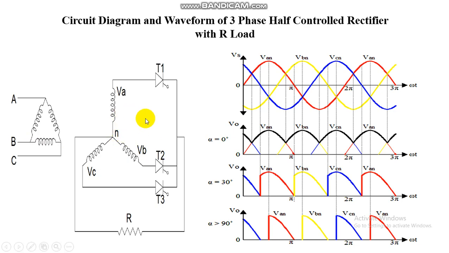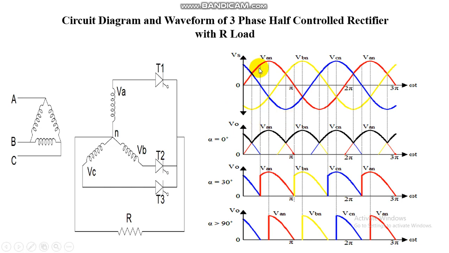And the operation we are able to see here. There exist three thyristors T1, T2, T3, connected to different phases accordingly. There is one load connected to the star connection of the secondary winding of the transformer, and this is a resistive load. For the resistive load, as we know, the voltage and current are in phase.